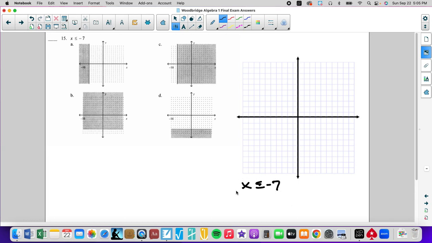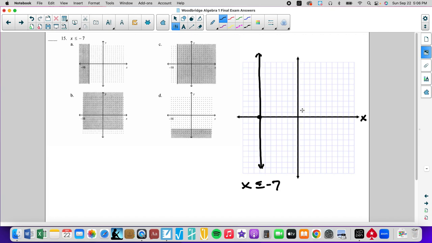This is a peculiar one because there's only one variable. When there's one variable, I know it's either horizontal or vertical. If it had two variables, then it would have slope. But since this only has one, it's going to go through the x-axis at -7, and it's going to be a closed circle, and it's going to be a line that looks like this, because we notice that every point on here, x equals -7.